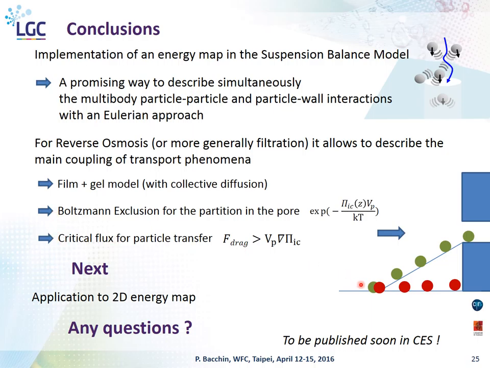For example, what we can schematize here is that if you have a sharp increase in interaction, a sharp barrier in interaction, as in the case of these red particles here, these particles will be blocked and won't be able to go through. If you have a progressive increase in interaction, as in the case of this ramp here, then because of the flow you will be able to flow particles through the pore.